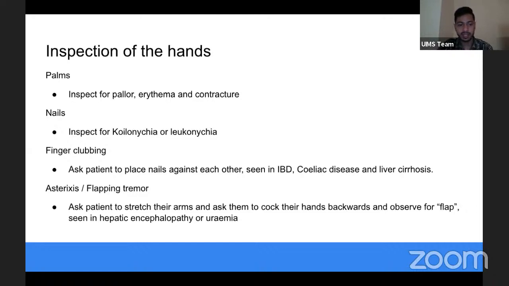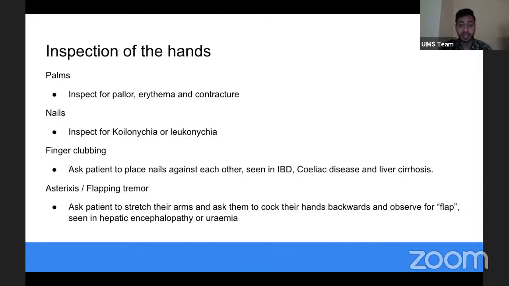So, what is asterixis, and how do we inspect it? Asterixis is a type of negative myoclonus, which usually causes a flapping motion of the hands, and it's usually seen in underlying causes of hepatic encephalopathy or uremia, which is usually due to renal failure.